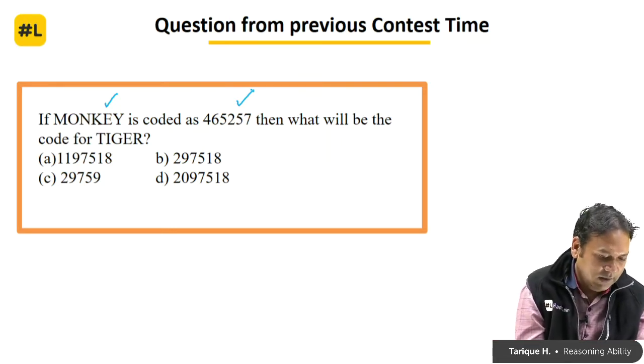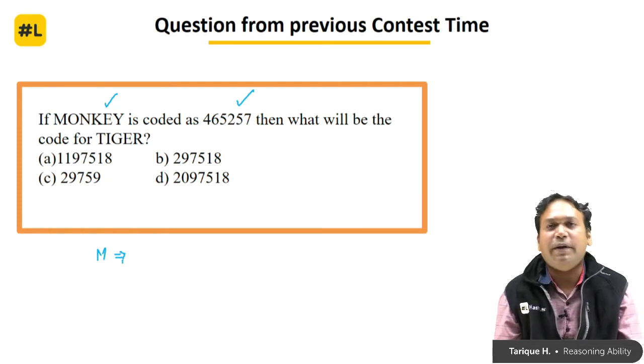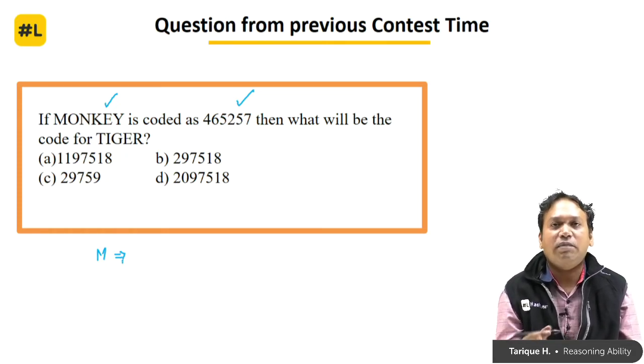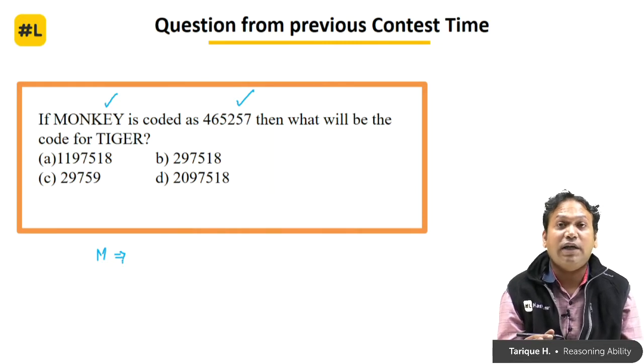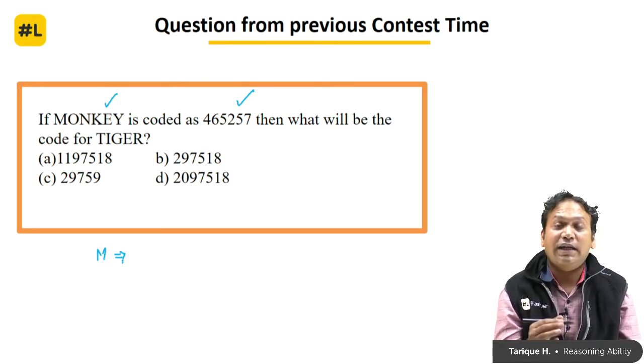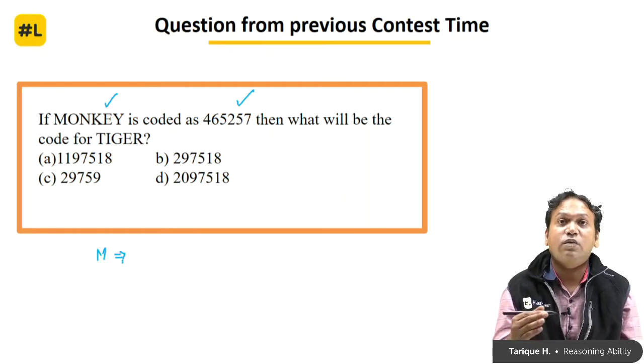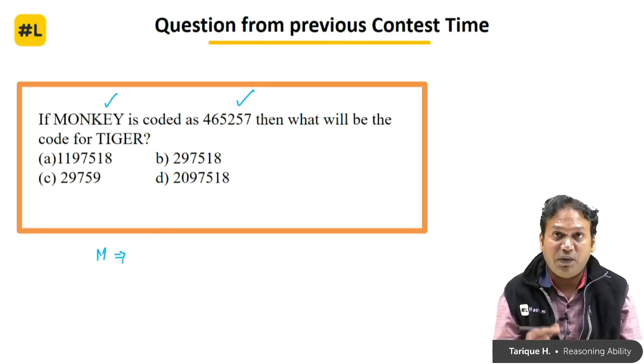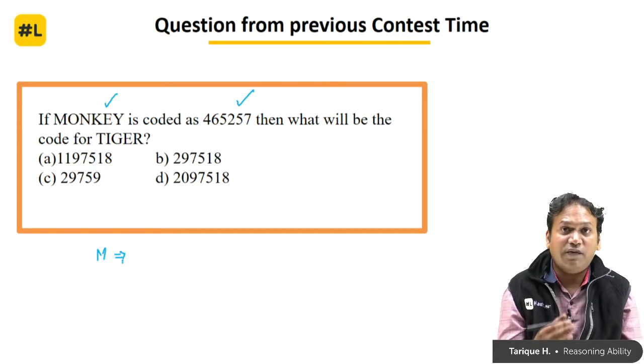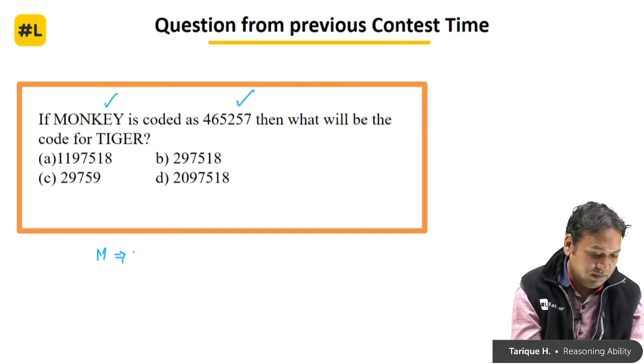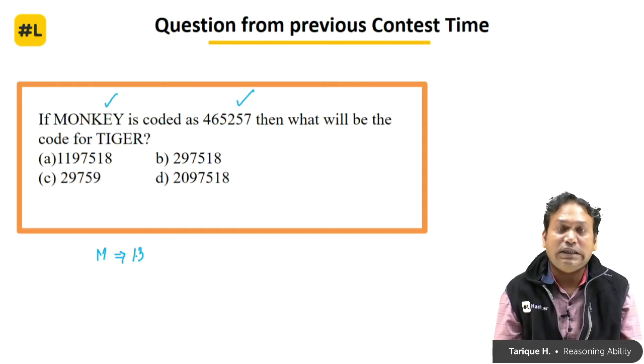So let us see here the word monkey. What is M's position in the English alphabet, right? What is the position of M? Now yesterday I had discussed the technique called BJOT, in which B is 2 and E is 5, J is 10, O is 15, T is 20 and Y is 25. So O is 15, N is 14, M is 13. So we should be able to tell the positional value of M within a second, that is 13.